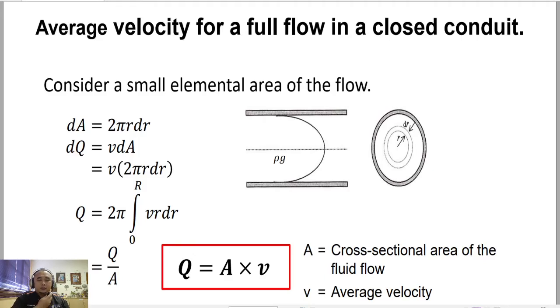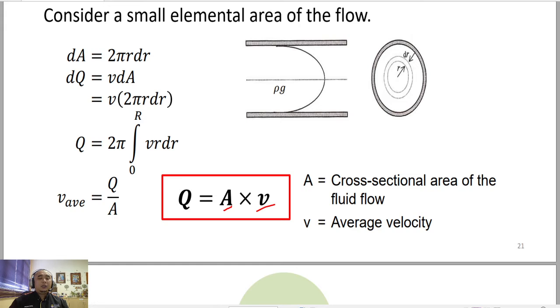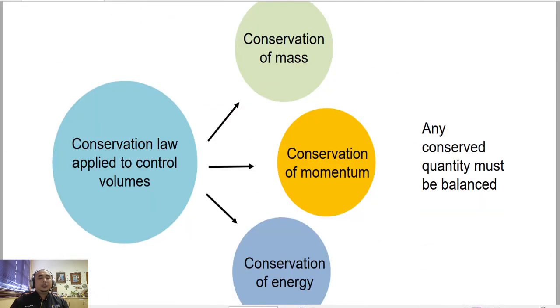Okay, kita sambung untuk another subtopic, average velocity for a full flow in closed conduit. Okay, so untuk dapatkan Q, kita tahu flow rate is equal to area of the channel ataupun area of the pipe multiply by velocity. Maksudnya kalau you nak dapatkan velocity, kita olahkan this equation. Okay, kita pindahkan area ke sebelah, then we get a velocity average is equal to Q divided by A. Okay, simple.